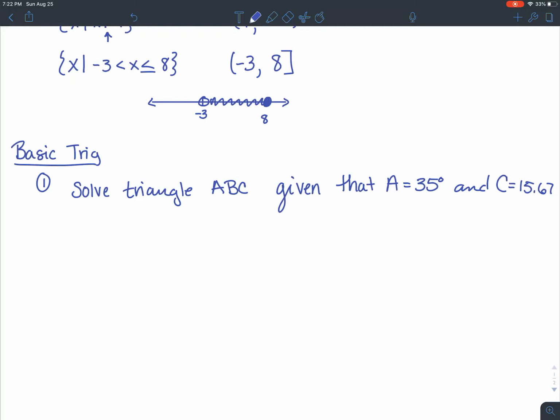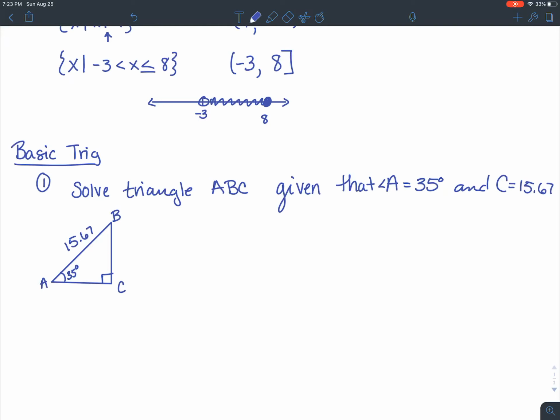This would also usually have an angle symbol there, so I'm going to put that so you know that's an angle. It also has a degree symbol. C is a side. I'm going to draw a right triangle. We're just assuming it's a right triangle right now. Angle A is 35 degrees and side C is 15.67.